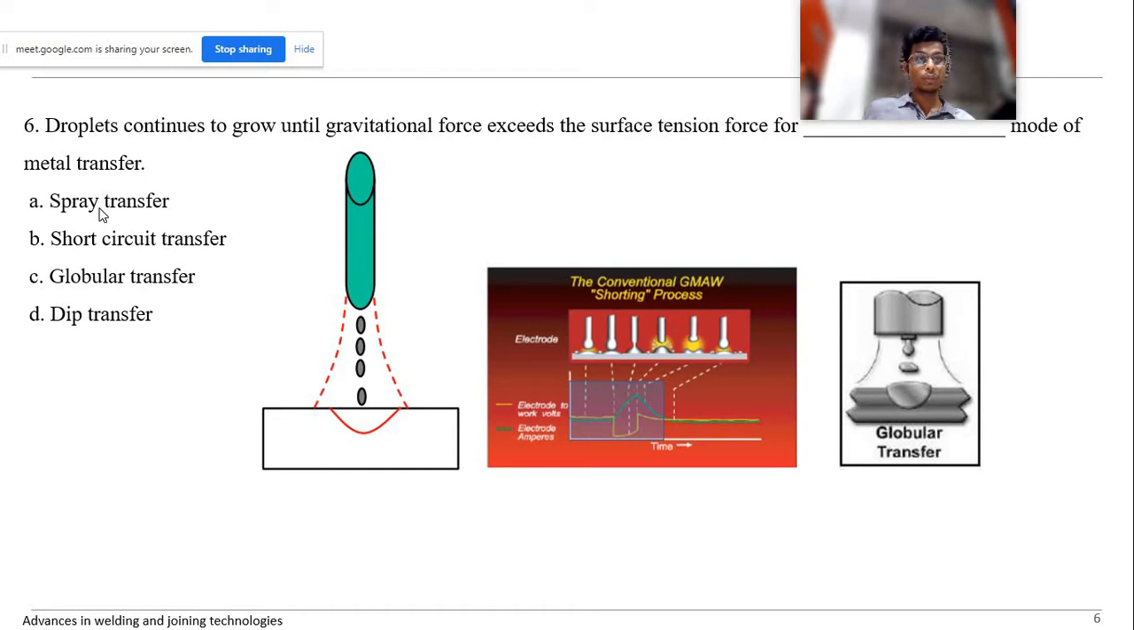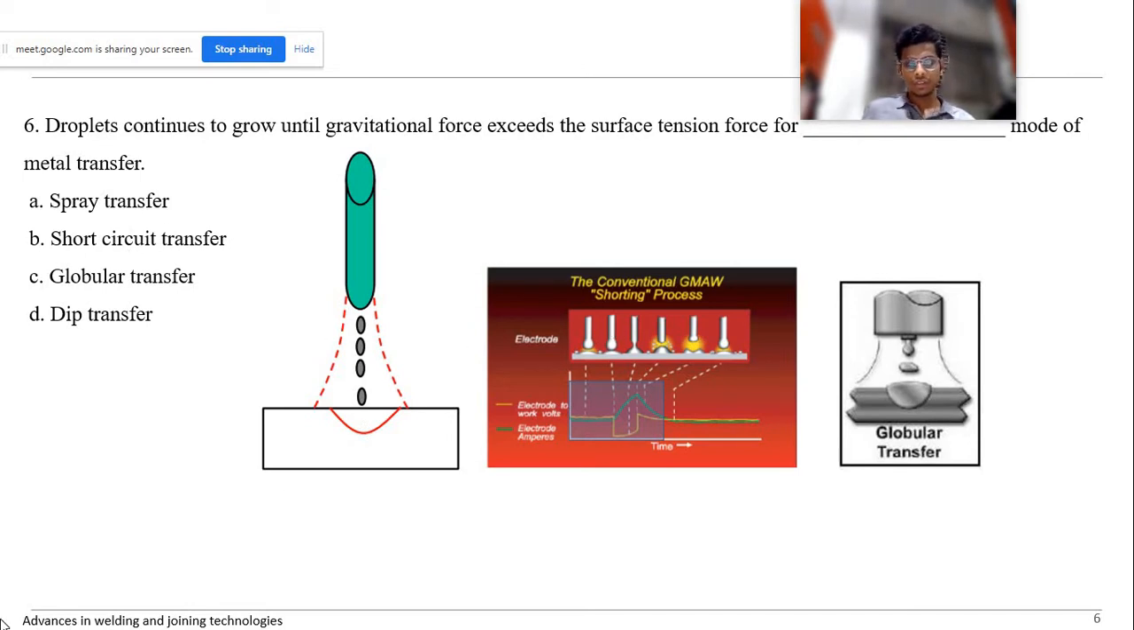In spray transfer, because of high current, the metal gets melted in the form of droplets, and the droplet diameter is less than the electrode diameter, and it will be transferred. This is spray transfer. This figure explains the spray transfer.